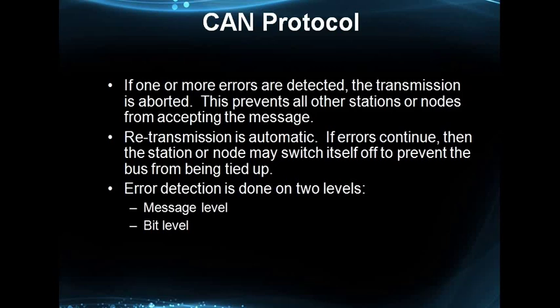Remote frame is basically used for requesting data from other nodes. Like I mentioned earlier, there is an advantage to requesting the data. If ABS is sending data to an airbag ECU continuously, it will load the bus. Instead, the airbag just sends a remote request. Whenever the remote request is received, ABS will respond with the data. So this will greatly reduce the bus load.